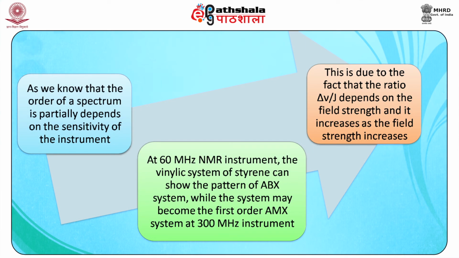Now, note here students, as we know, the order of a spectrum partially depends on the sensitivity of the instrument. At 60 MHz NMR instruments, the vinylic system of styrene can show the pattern of an ABX system, while the system may become the first order AMX system at a 300 MHz instrument. This is due to the fact that the ratio of delta nu by J depends on the field strength and it increases as the field strength also increases.